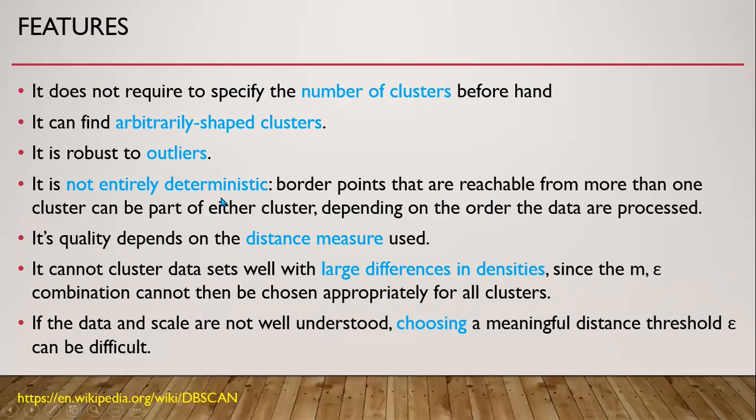It is not entirely deterministic. That is, we may achieve different results. Border points that are reachable from more than one cluster can be part of either cluster depending on the order in which the data is processed.